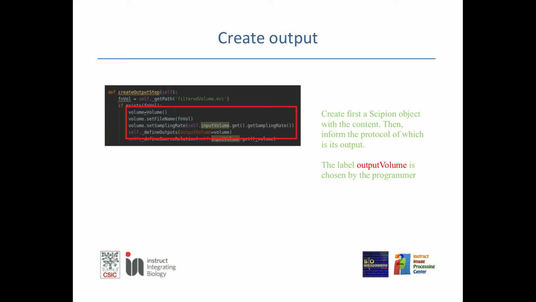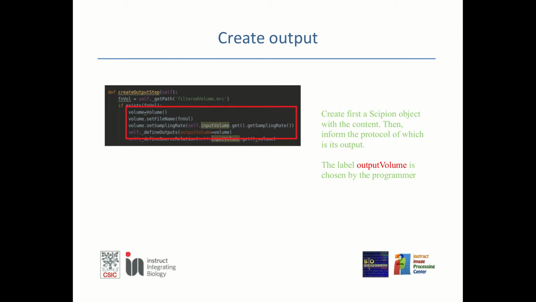And here we are just setting the sampling rate. That is one of the most important properties of the object. So we set the sampling rate of this new object as the sampling rate of the input volume. And once you have constructed the object, then you define the outputs for this protocol, and then you say the output that is called output volume is equal to this volume object that I have just constructed.